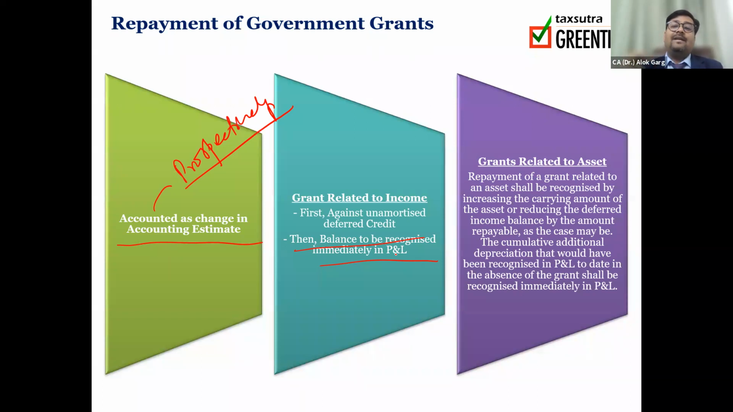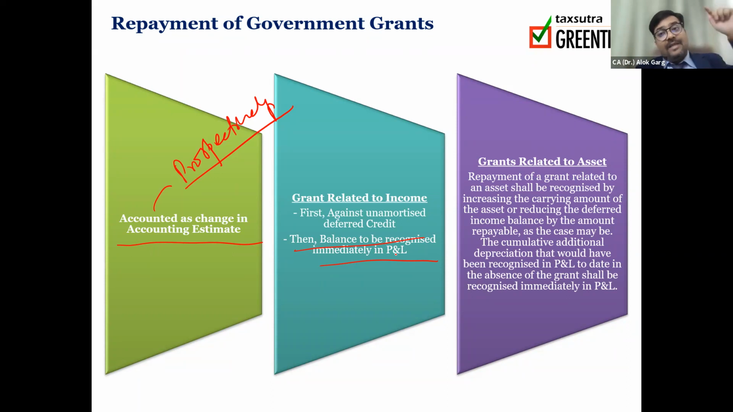But if the company has followed a net approach, net approach means the company has reduced the government grant from the cost of the asset. In that case, in the year of repayment, whatever repayment is there, that has to be added to the cost of the asset.